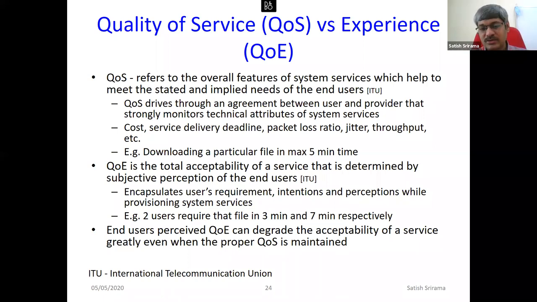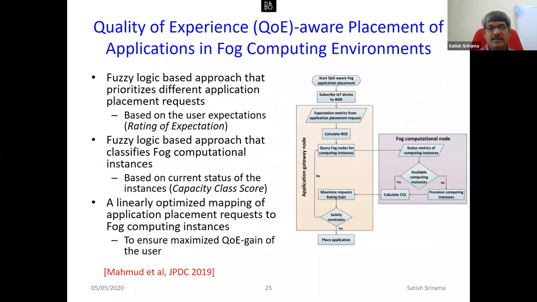That actually depends on the users, and each end user's perceived quality of experience is their own. These things can eventually degrade the acceptability of an application. After all, we are trying to deploy these sort of IoT applications on these fog devices for the satisfaction of the user. If he is not satisfied, then we have failed somewhere. But how to decide on this? Again, this is another publication in the Journal of Parallel and Distributed Computing. Using fuzzy logic, you can actually decide this.